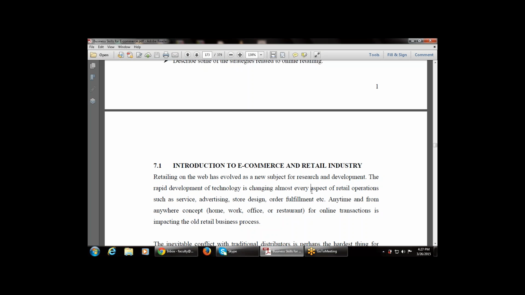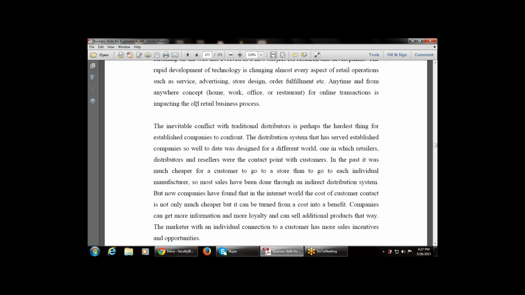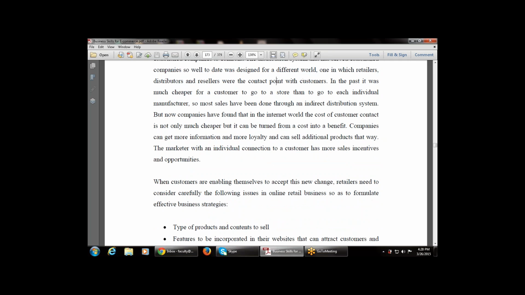Retailing on the web has evolved as a new subject for research and development. Whenever we retail on the web, this is one of the important concepts, a new option for research and development. The rapid development of technology is changing almost every aspect of retail operations, such as service, advertising, store design, order fulfillment, etc. The anytime, anywhere concept is available for online transactions, changing the retail business process. Then we have discussed the difference between traditional retailing and online retailing.